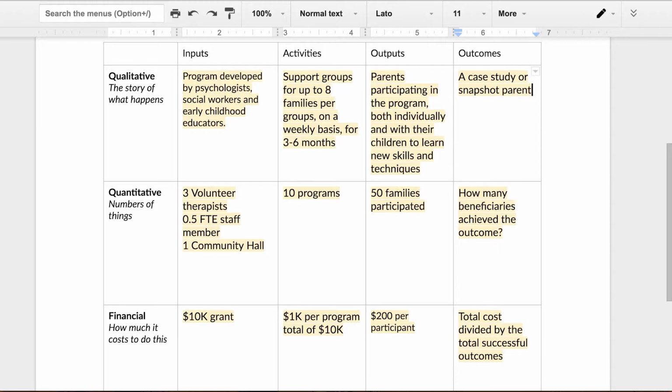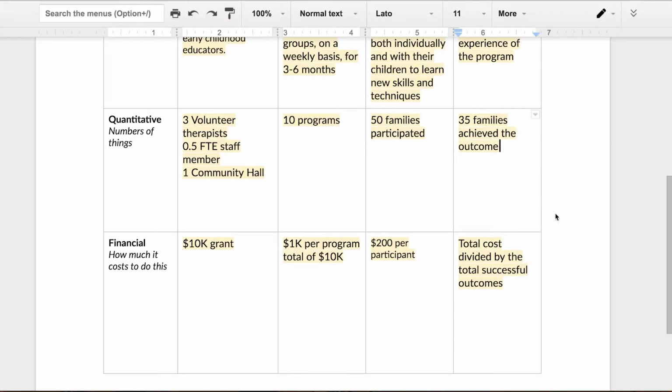So this is a case study of a parent's experience participating in the program. Beauty. Next is the numbers, right? So a quantitative outcome could simply be speaking to the number of families or parents who have actually achieved that desired outcome. Easy, 35 families. But how do we prove that this has happened?